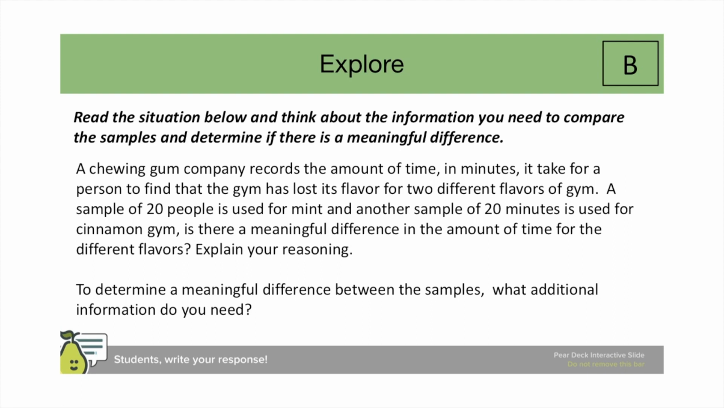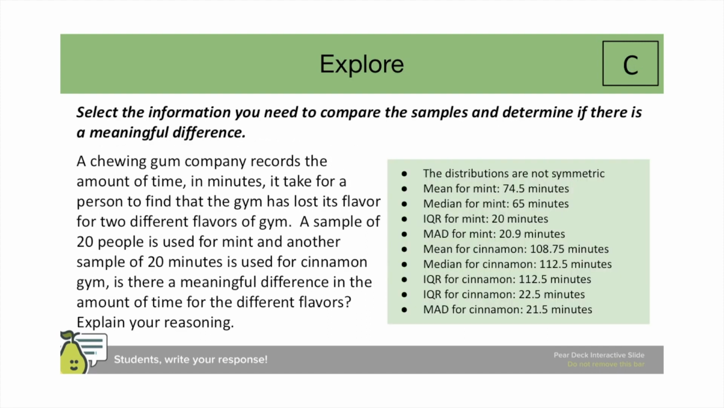Students may say that they may need whether the distribution is symmetric, they may need the mean, they may need the median, the interquartile range, the MAD for both the mint and the cinnamon gum. On this slide, students are given that information, and now they have to explain if there's a meaningful difference. Students may say that there is a meaningful difference. Since the data is not symmetric, it makes sense to use the median and interquartile range to compare the data. The medians are more than 2 IQRs apart, since 112.5 minus 65 is greater than 2 times 22.5. So there is a meaningful difference between the flavors.